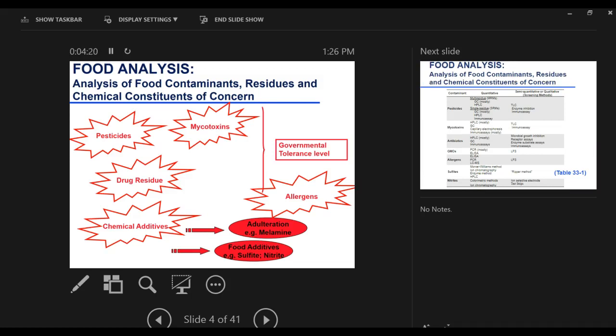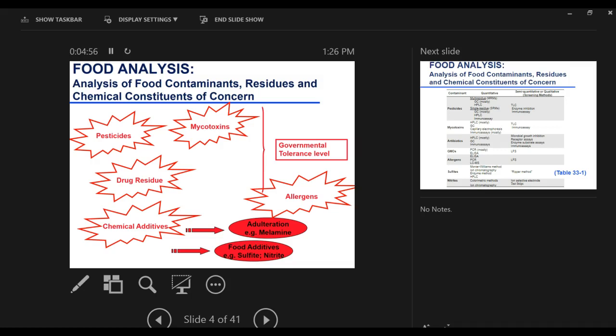There's so many of them. So the main ones are pesticides, drug residues like antibiotics, mycotoxins, allergens. So for pesticides, drug residues, and mycotoxins, there's governmental tolerance level. Tolerance level for antibiotic is 0, for example. For pesticides, depending on the pesticide, there are different tolerance levels. Depending on the mycotoxin, some mycotoxin tolerance level is 0, like aflatoxin B, for example. So there's no tolerance level for it, 0.